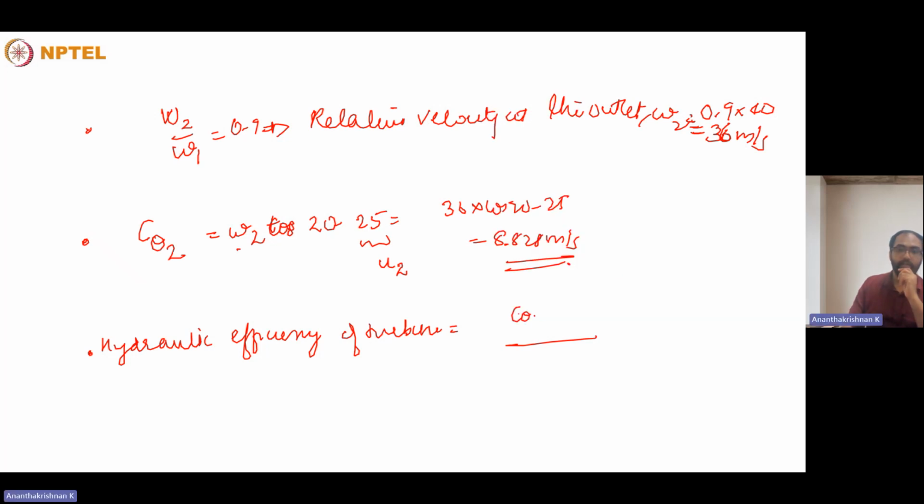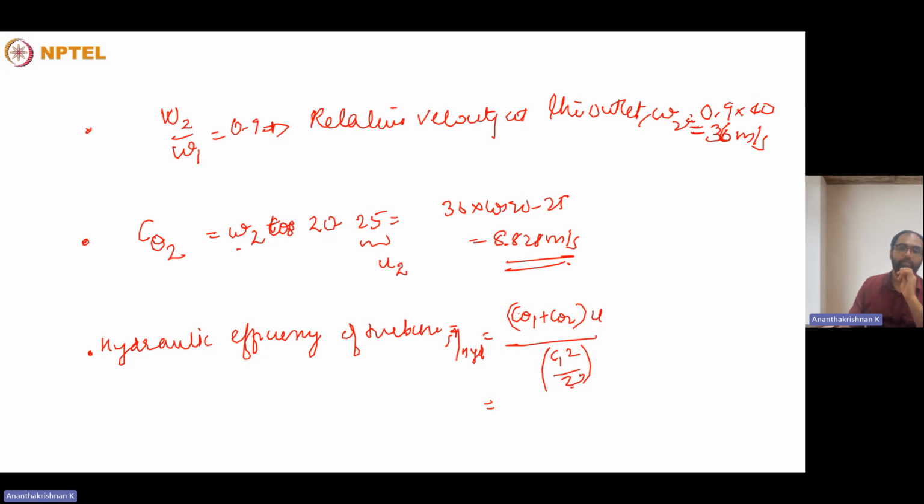Hydraulic efficiency is (C theta 1 plus C theta 2) into U divided by C1 squared divided by 2. That is the inlet kinetic energy of the fluid. So the hydraulic efficiency in the case of Pelton turbine will be expressed in this formula.